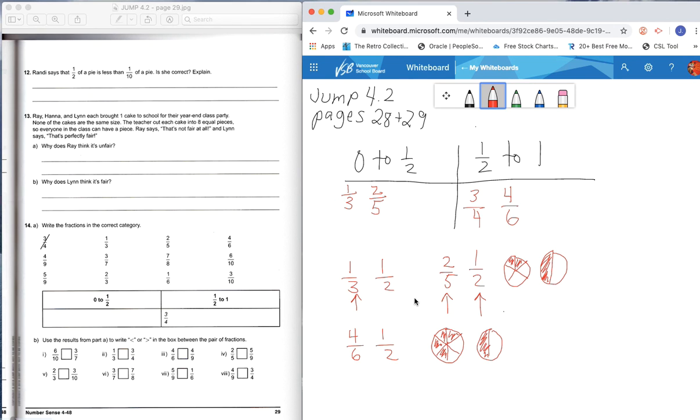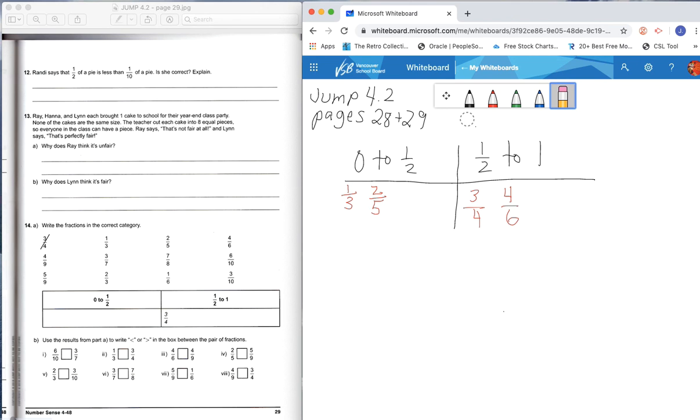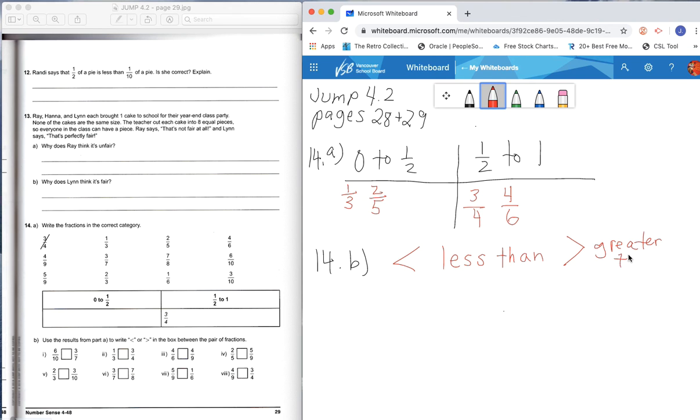All right, well, let's look at 14b. Okay, let me erase this again. Okay, so this was 14a, 14b. Use the results from part A, write less than or greater than in the box between the pair of fractions. So remember, this is less than, and this is greater.